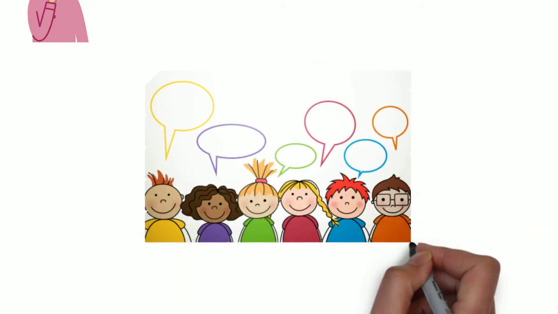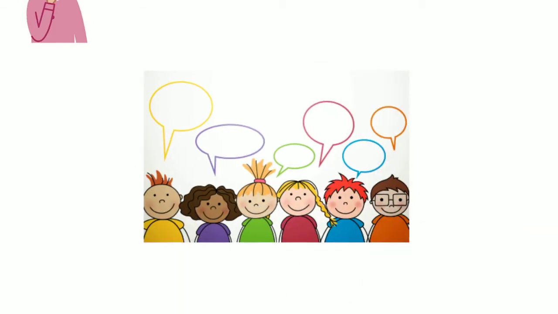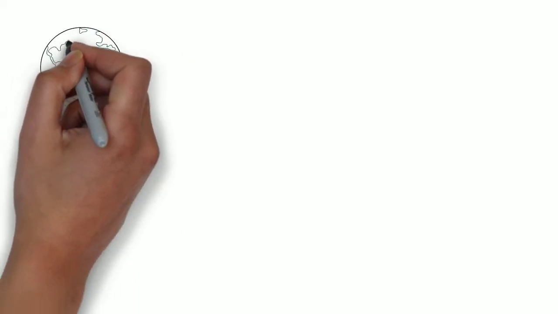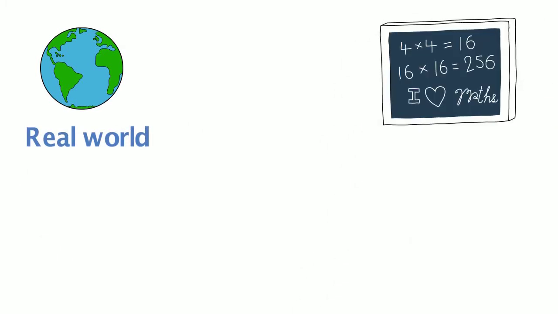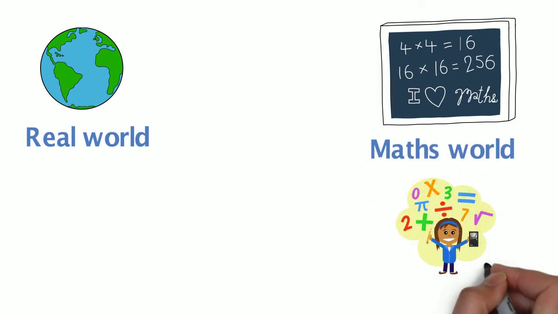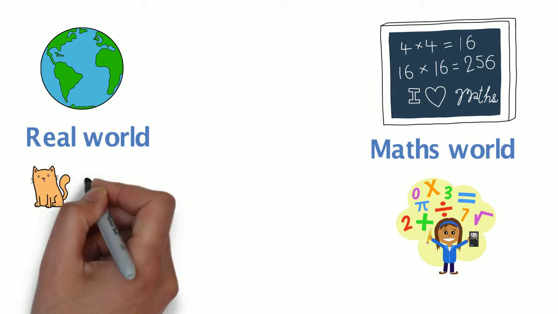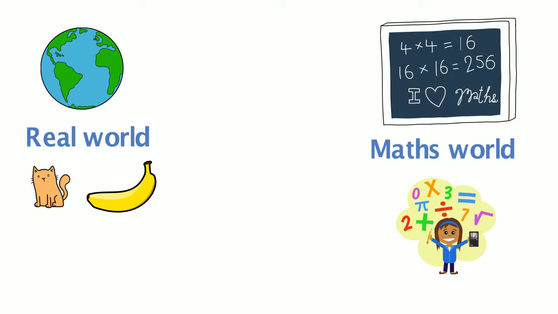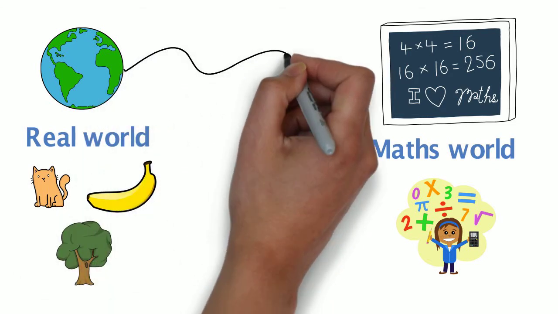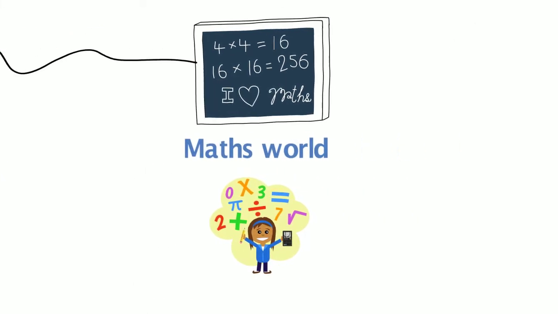Another thing I'll talk to you about in these videos are the two different worlds that we have in maps. We have real world maps, and we have maths world maps. Now the maths world can be quite confusing, it's full of numbers and symbols. That's why we need the real world, that has cats, bananas, and all the other real things that we see every day. And we need to link these two types of maths together to help us understand.